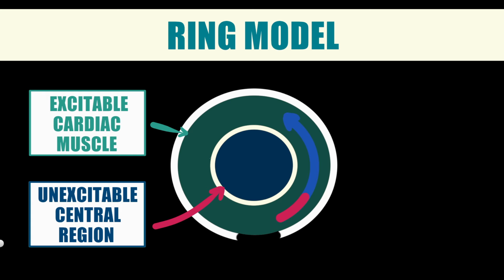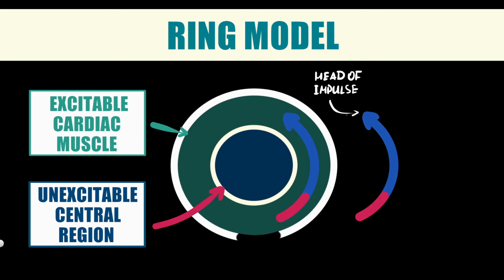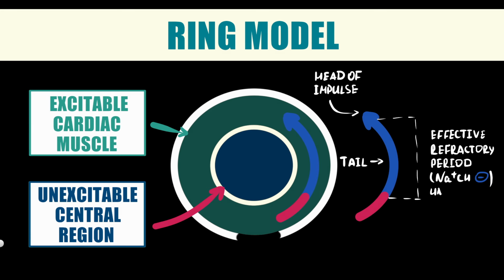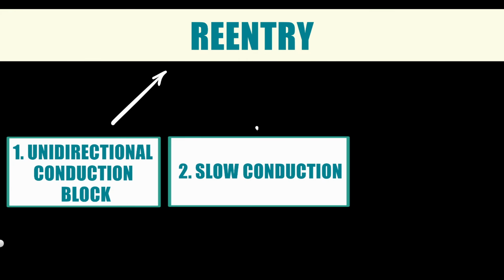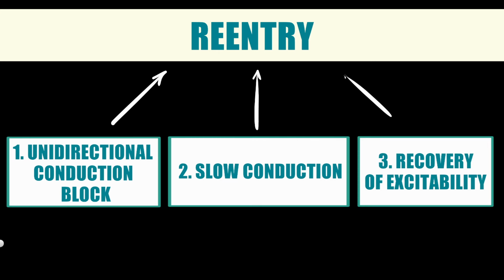Conducted impulses are indicated by the arrows with head of propagated impulse and the blue segment of arrow's tail that indicates effective refractory period, time when cardiac cells cannot be excited again due to the inactivation of sodium channels. The red segment of the tail indicates partial recovered myocardium during the relative refractory period. The three basic electrophysiological properties that are needed for successful reentry are unidirectional block, area of slow conduction, and time course of recovery of excitability of tissue in the pathway.